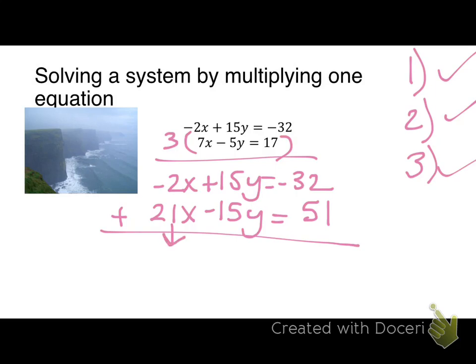21x plus negative 2x is 19x. Our y's cancel. 51 minus 32, we're going to get 19. So x will equal 1.